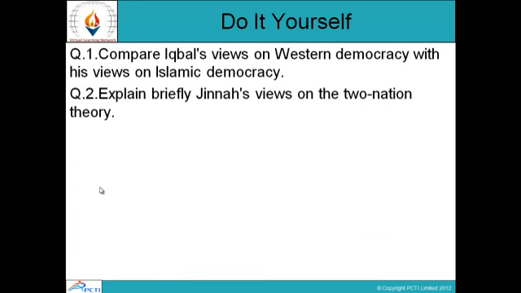So this was all about the session, wherein Abul Kalam Azad's and other political reformers' views were emphasized. Here are some questions. You have to do them yourself. Question number 1. Compare Iqbal's views on Western democracy with his views on Islamic democracy. Question number 2. Explain briefly Jinnah's views on the two-nation theory.